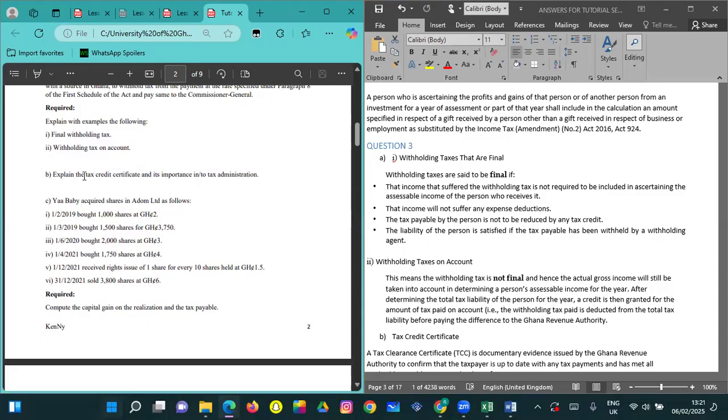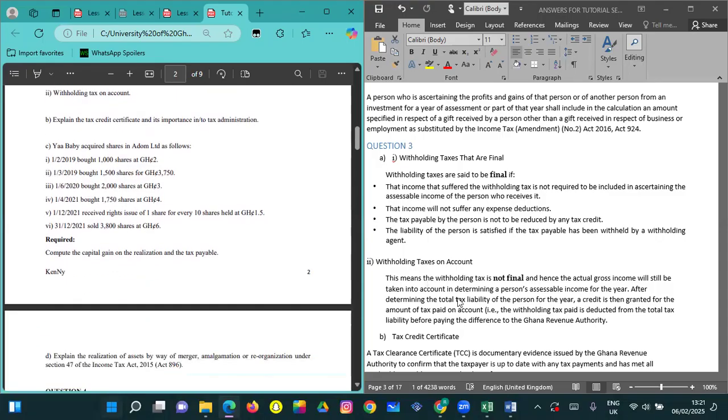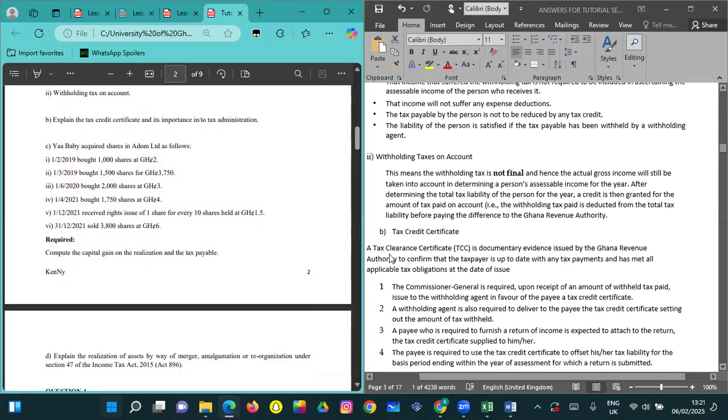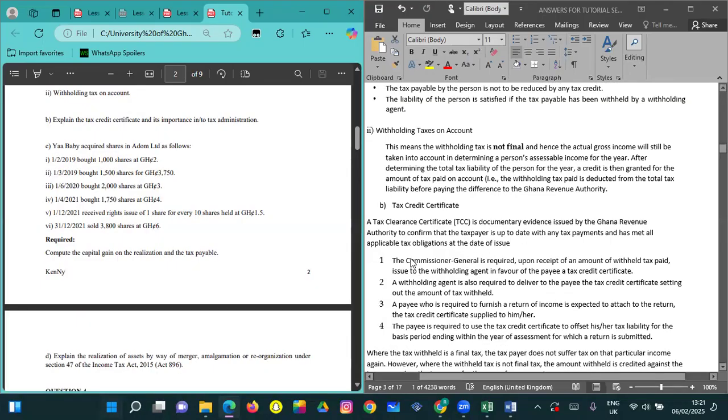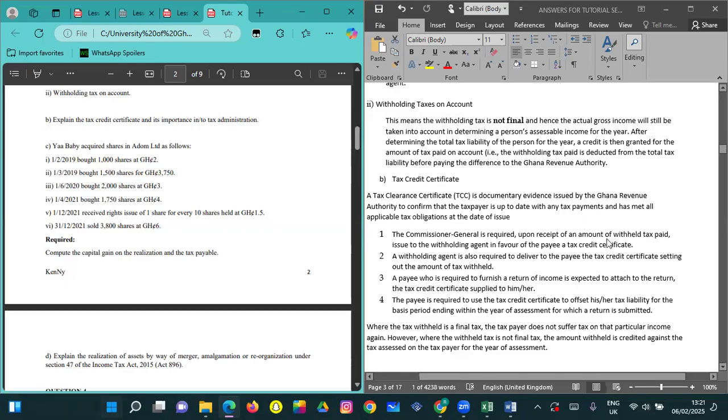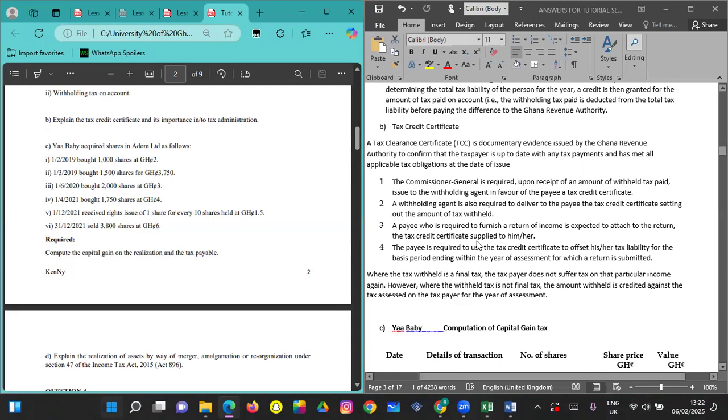All right, so B, explain the tax clearance certificate and its importance. So the tax credit or clearance certificate is documentary evidence issued by the Ghana Revenue Authority to confirm that the taxpayer is up to date with any tax payment and has met all applicable tax obligations at the date of issue. So with this, the Commissioner General is required, upon receipt of an amount of retail tax paid, to issue to the withholding agent, in favor of the payee, a tax credit certificate, right? So this is basically it. You can read it there. I told you I'll be skipping it. Let's do the calculations, and these are laws that you can just recite over and over again.